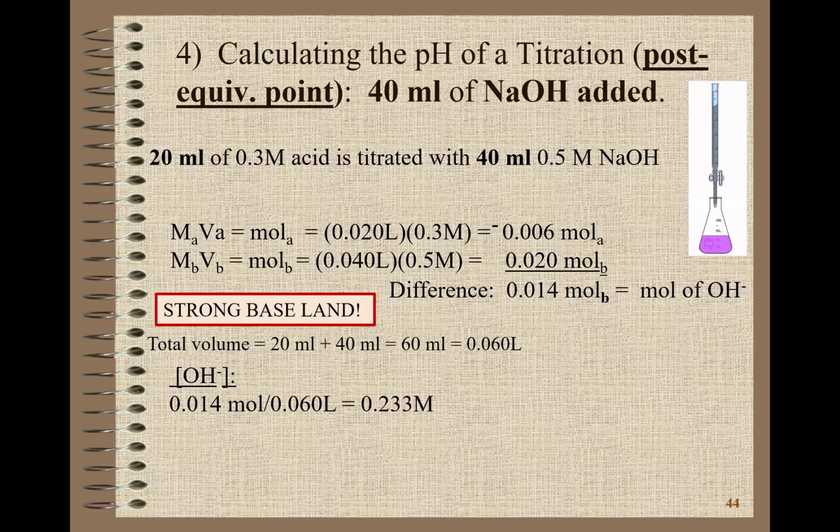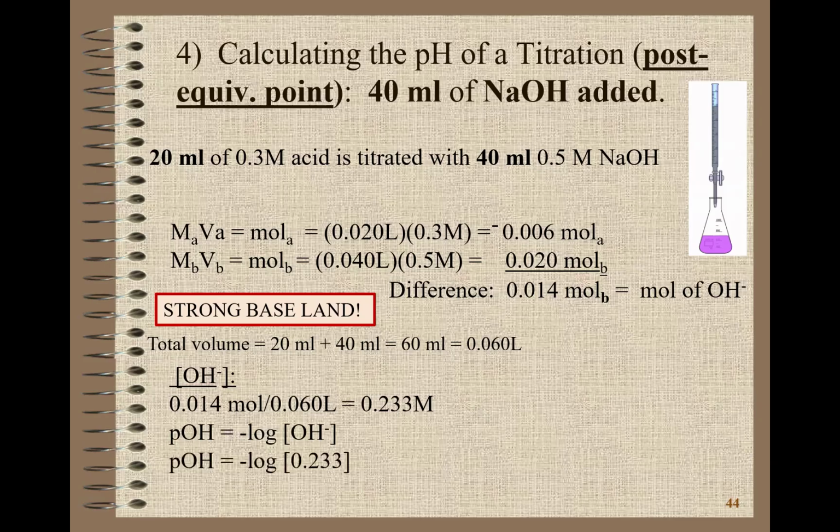Because of OH. So how do we get the pOH, Ife? Negative log of the concentration of OH minus. Do I have that on here? Yeah, I'm going to have it right here. You need to know that. We have to get the pOH first. We'll take the negative log of 0.233.